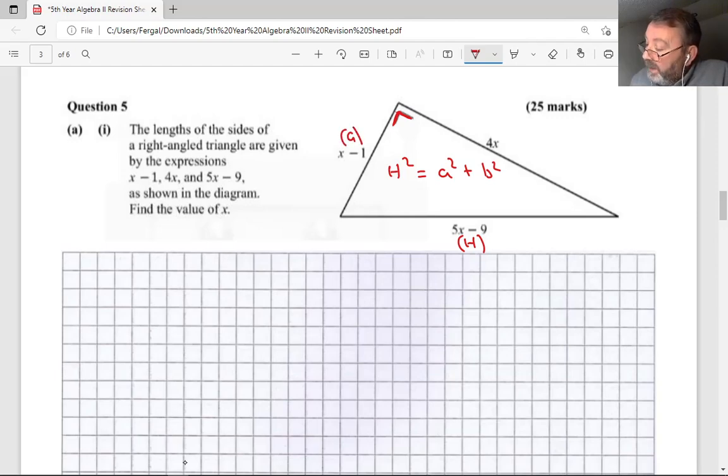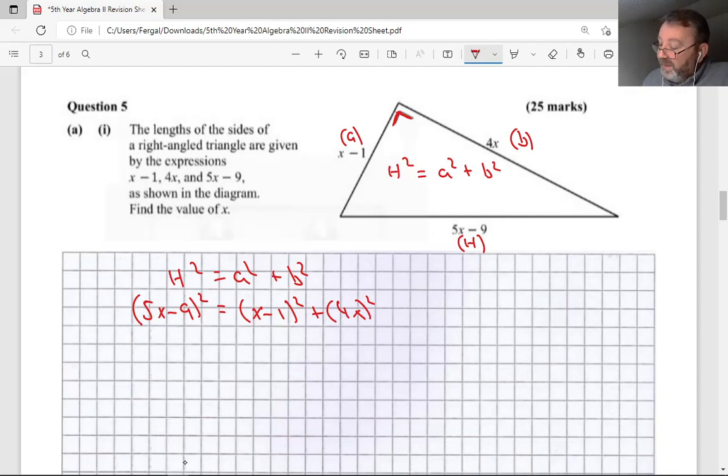So the theorem of Pythagoras says h squared is equal to a squared plus b squared. So that means (5x minus 9) squared, that's the hypotenuse squared, is equal to (x minus 1) squared plus (4x) squared. Now don't forget your FOIL method over here.